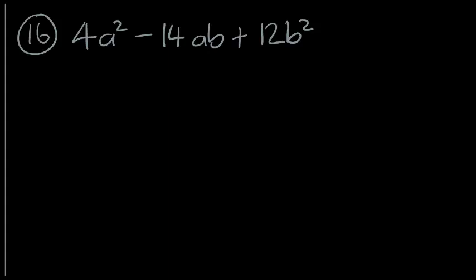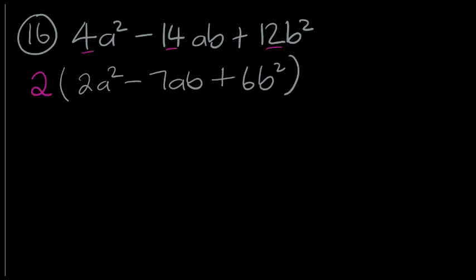Question 16. First thing we're going to do is take out a common factor. So I've got 4, 14, 12. Those are all even numbers. I'm going to take 2 out. So that means I have 2a squared minus 7ab plus 6b squared. Now what's new in this one is, remember in the past we had a square number over there, a square variable. Now we have a square variable there. This isn't going to change anything, okay? Because we've got the b there and we've got the a there. So everything's going to be fine.